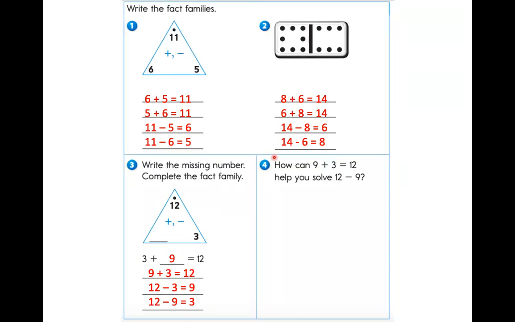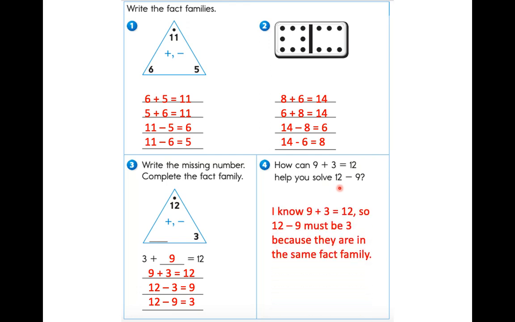And I love that this last problem kind of talks about how we can use addition and subtraction facts all the time, right? Fact families help us solve fluently. So number 4 says, how can 9 plus 3 equal 12 help you solve 12 minus 9? So I know that 9 plus 3 equals 12, so 12 minus 9 must be 3 because they are in the same fact family, right? Remember, fact families, boys and girls, they have the same 3 numbers, okay? 2 addition, 2 subtraction.